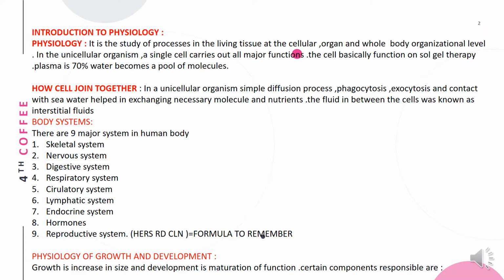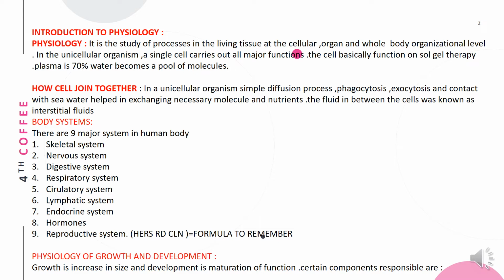How do cells join together? In a unicellular organism, simple diffusion, phagocytosis, exocytosis, and contact with seawater help in exchanging necessary molecules and nutrients. The fluid between the cells is known as interstitial fluid.